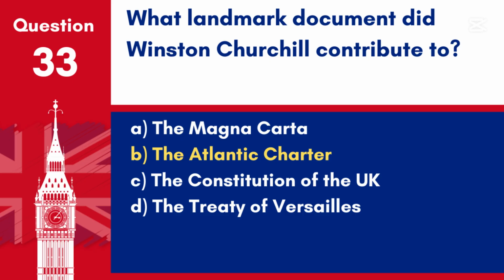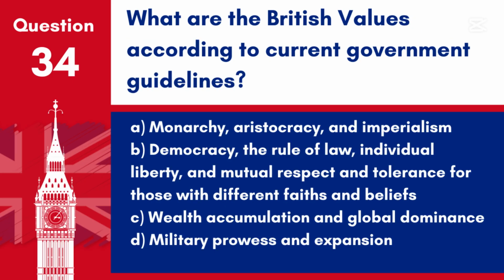Question 34. What are the British values according to current government guidelines? A. Monarchy, aristocracy, and imperialism. B. Democracy, the rule of law, individual liberty, and mutual respect and tolerance for those with different faiths and beliefs. C. Wealth accumulation and global dominance. D. Military prowess and expansion.